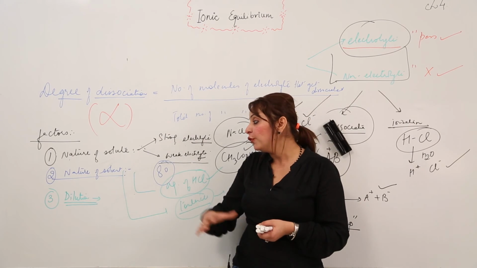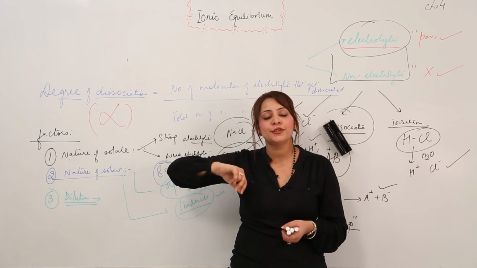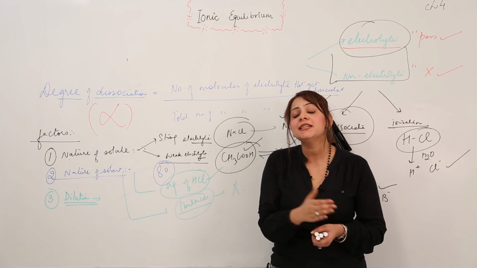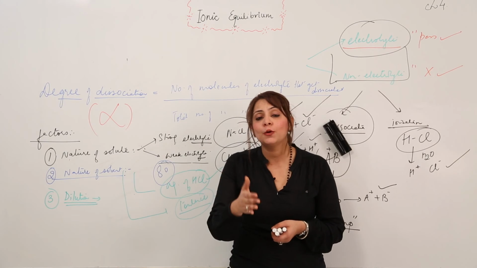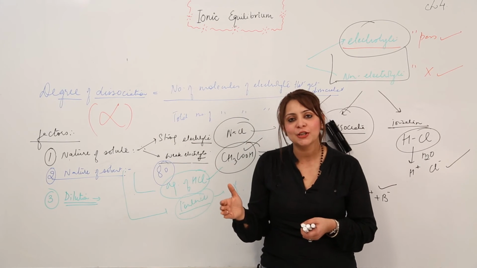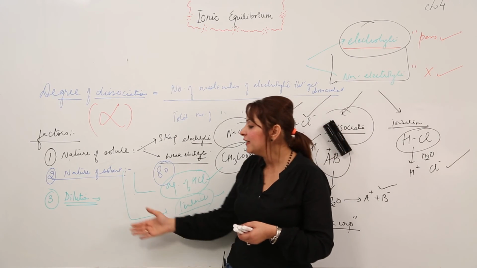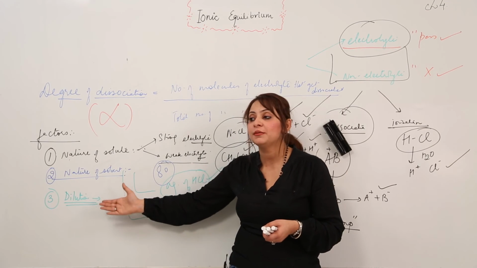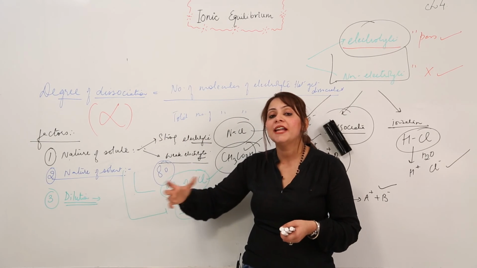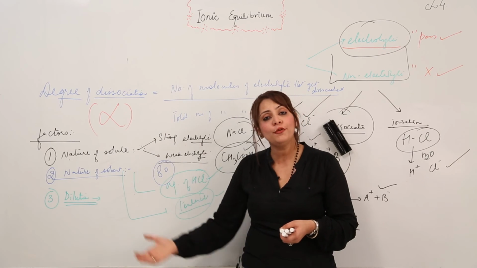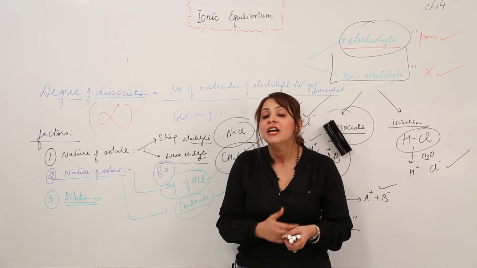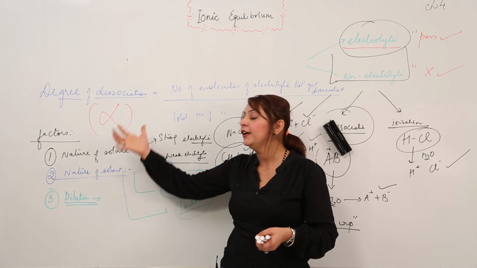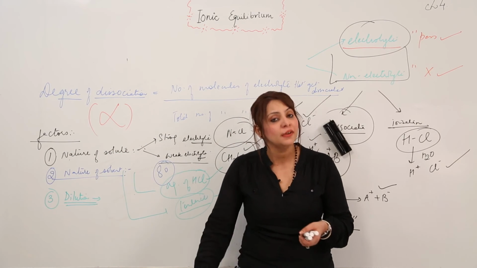So how does dilution increase the degree of dissociation? You know that any substance dissociates into ions when it is dissolved in a solvent. Aqueous solutions are good conductors of electricity, right? So on dilution there will be more solvent molecules, which will decrease the force of attraction, and more ions will be formed, which will constitute the electric current. So on dilution the degree of dissociation is definitely going to increase.